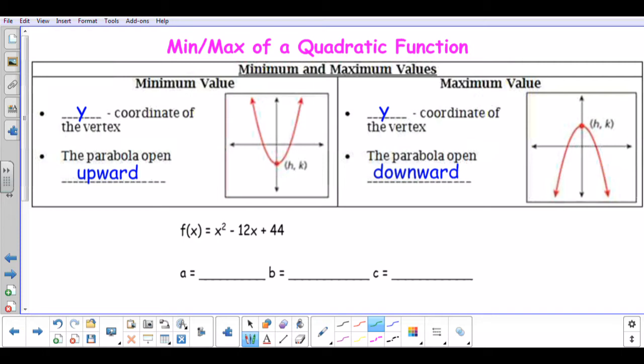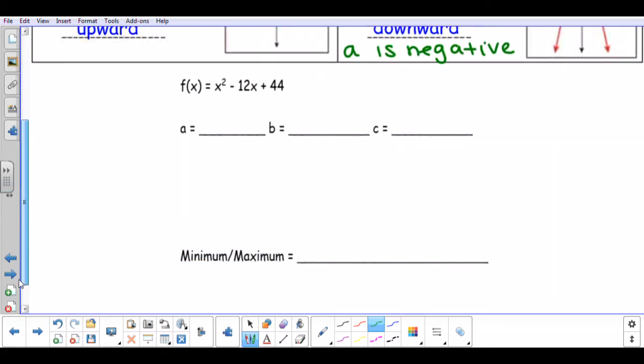If our parabola does reflect over the x-axis, so this happens when our a term is negative, my parabola will be down and it will have a maximum point. At that point, the vertex is at the highest it can be and everything else is going to fall below that. So when we find our minimum and maximum value, it's going to be the y-coordinate of the vertex, and we can determine if it's a minimum or maximum by how it is opening, whether it's up or whether it's down.